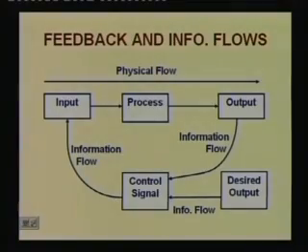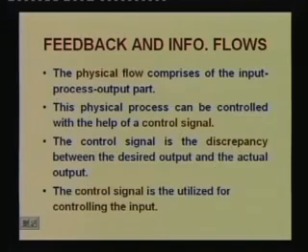So this is the diagram that we have already shown: the input, process, output, the information flow, the desired output, and through this information flow we control the input. That is the feedback process. So again, the physical flow direction is left to right, and the information flow direction is right to left. So these are the processes through which the entire thing is intertwined.